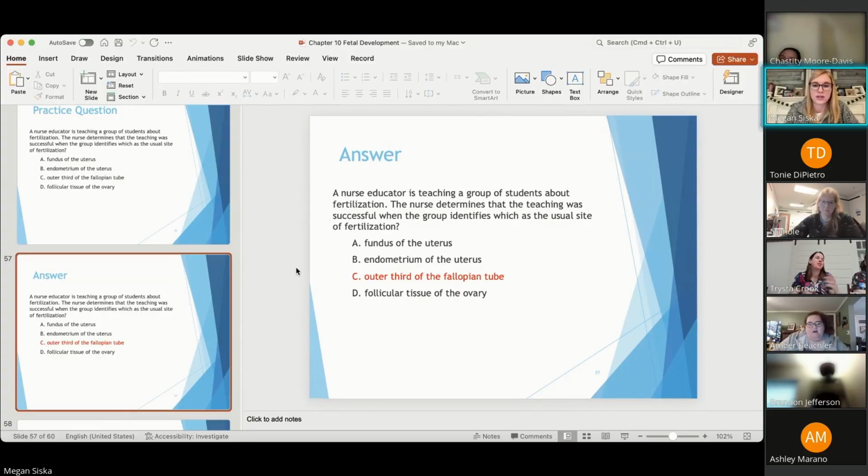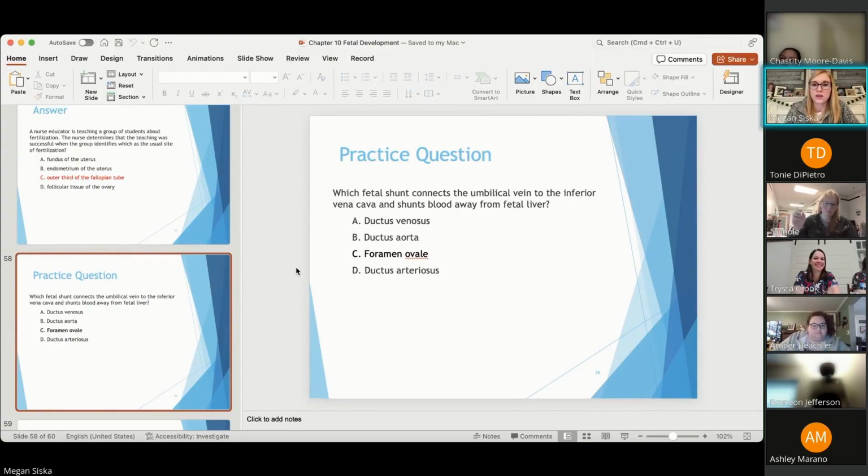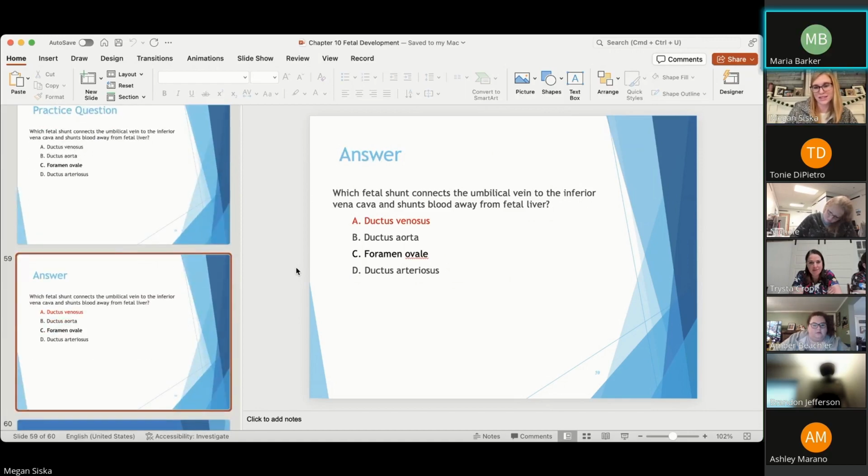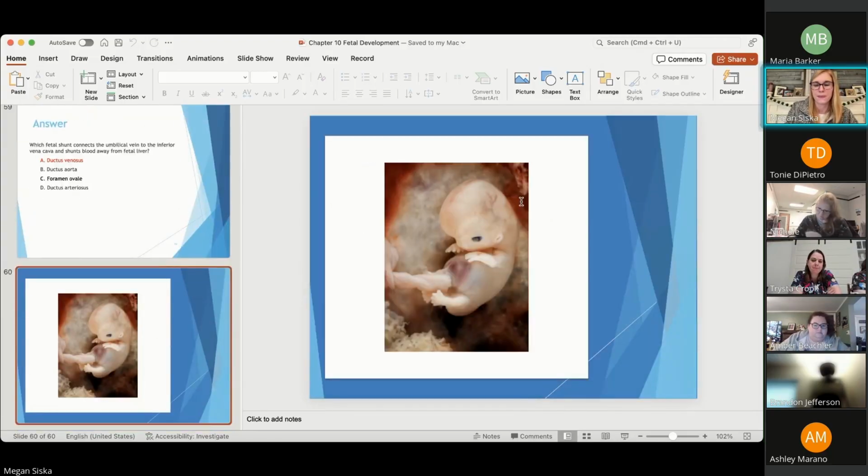That's fertilization or conception. Okay, which fetal shunt connects the umbilical vein to the inferior vena cava and shunts blood away from the fetal liver? I know you just learned all these things, so it's okay. Is it A? Yes, it is. So I remember venous, vena cava, VV, and then it shunts away from the fetal liver, because that's kind of where the liver is, down by the inferior vena cava. It's down in your belly. And look at that little cutie in there just growing.